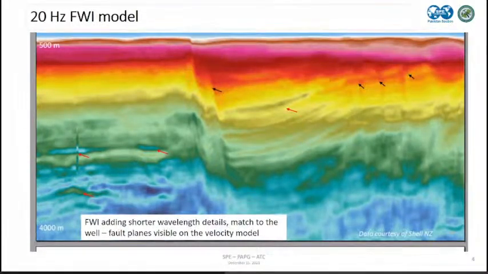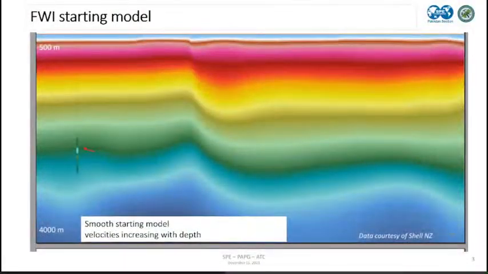There's a structural pattern now more clearly visible on your velocity model, so you can even interpret your faults on your velocity sections. We've added a lot of shorter wavelength detail to our velocity model, and there's a lot of information here that you could use as an interpretation product, not just helping your imaging, but also using the velocity attribute as an interpretation product. So it's a validation confidence factor that you could use for your interpretation. I'm just going to toggle a couple of times.